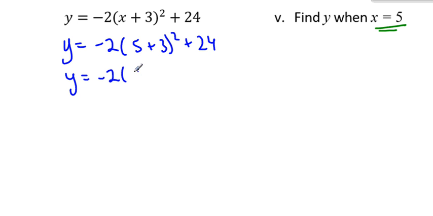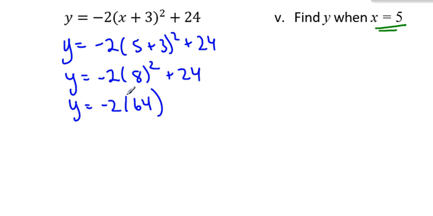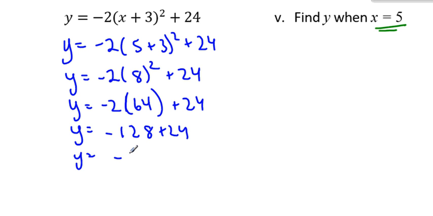So inside the bracket, 5 plus 3 is 8. Then I have an exponent, 8 squared is 64. Then I have multiplication. Negative 2 times 64 is negative 128. And then finally the addition and subtraction level, I get negative 104. So when x is 5, y is negative 104. A better way of expressing that is to write it as a point.